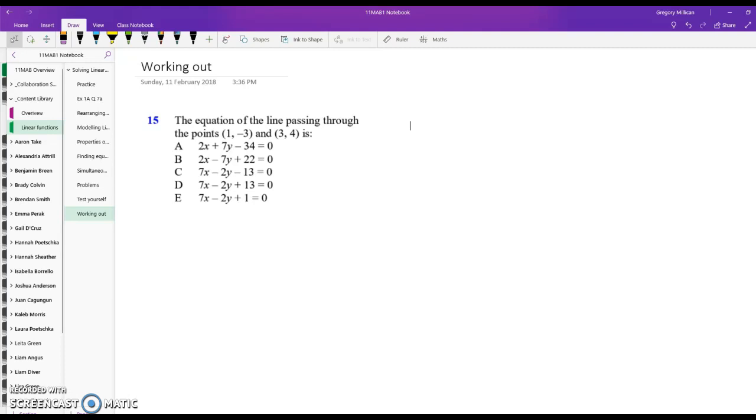So points 1, negative 3, 3, 4. First thing we need to do, obviously, is put it in the form y equals mx plus c. So we need to find m first. Pretty simple. We're going to go 4 subtract negative 3. All of this stuff is pretty simple, so I'm going to run through it pretty quick. So 4 subtract negative 3 is 7. 3 subtract 1 is 2. So there's my gradient.